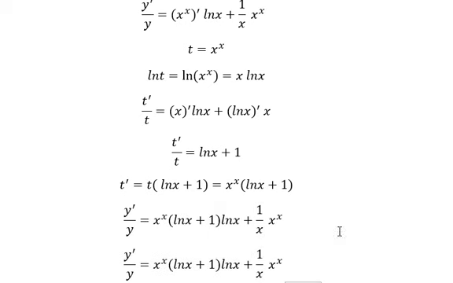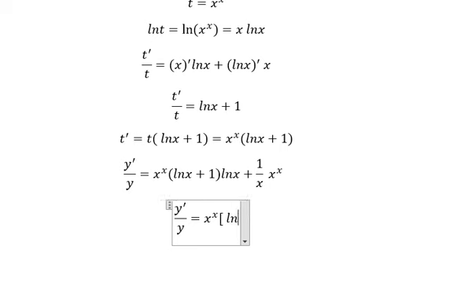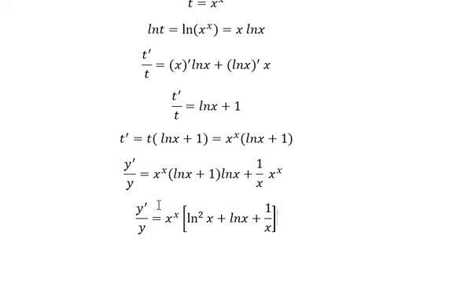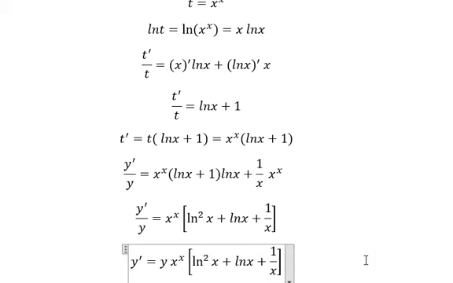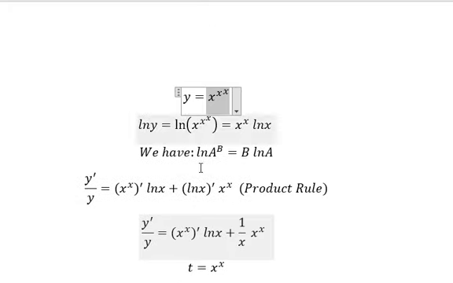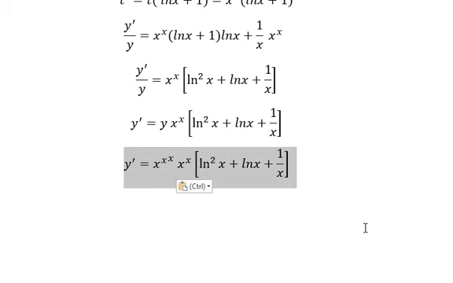Next, for s to the power of s, we can do factorization. Next, we multiply both sides by y. And we know that y is this one. And this is the final answer.